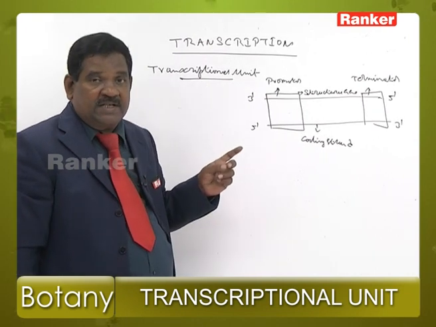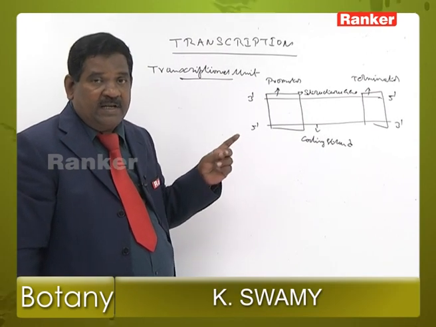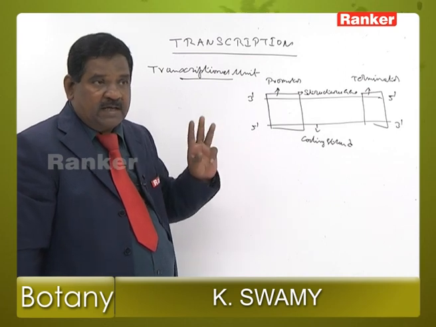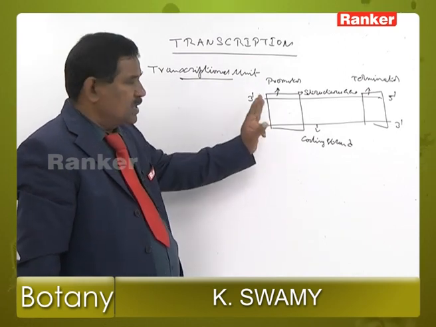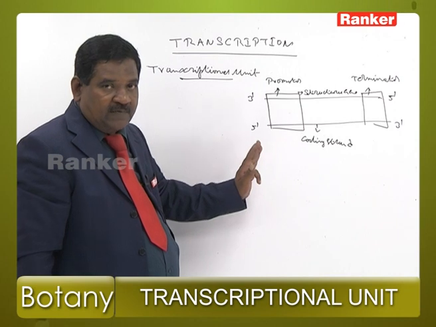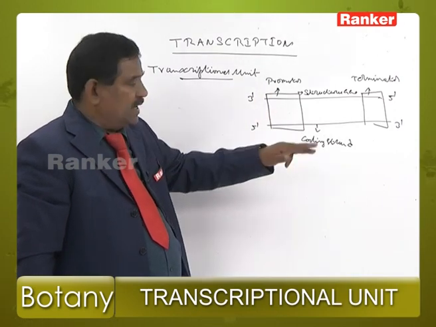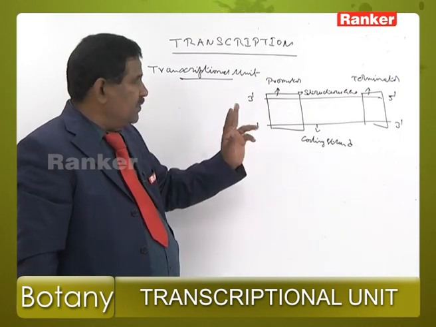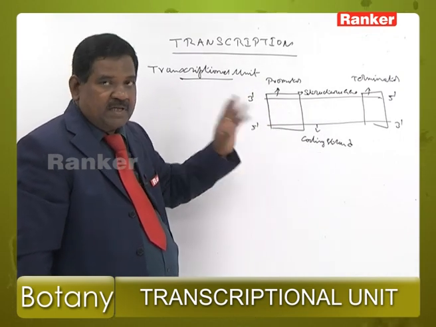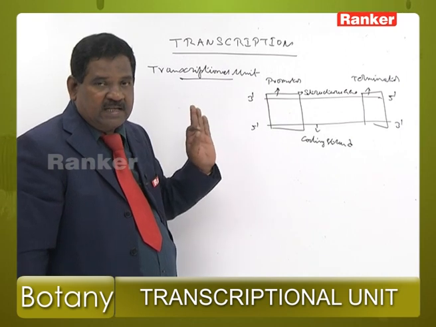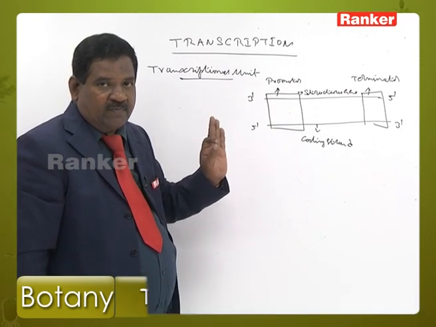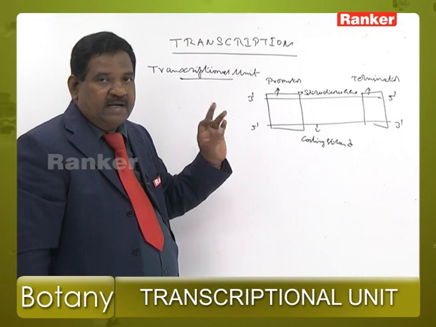The transcriptional unit, the segment of DNA involved in transcription, consists of three parts, namely promoter, located at the 5' end of the coding strand, and terminator, at the 3' end of the coding strand. In between these two, promoter and terminator, is the structural gene. The structural gene is actually involved in the formation of RNA by transcription.